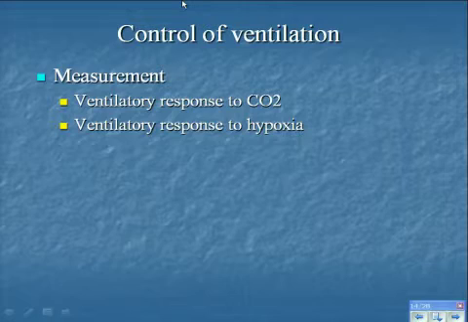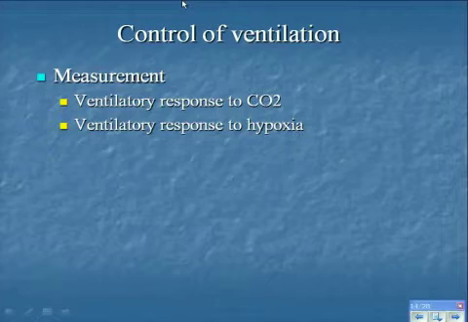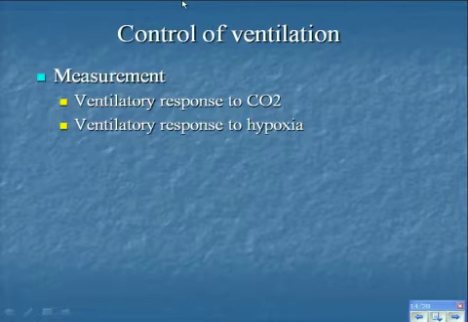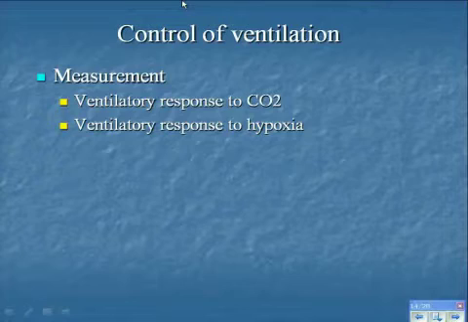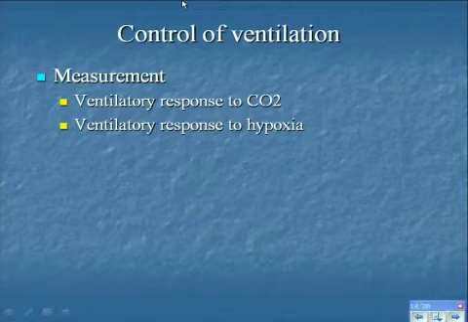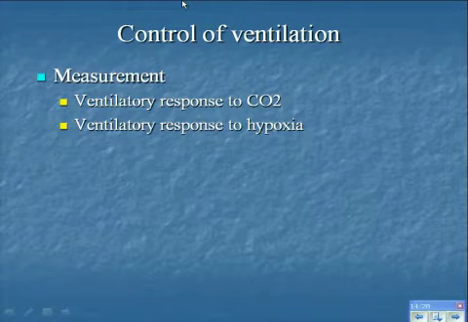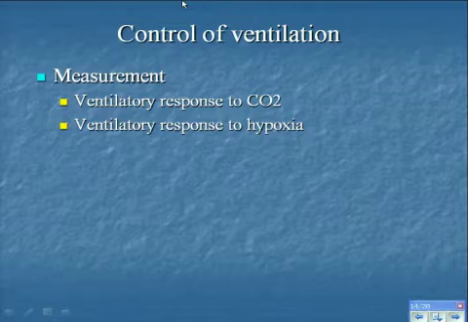Was there a ventilatory response to hypoxia? Yes, but in some people it's severely delayed. In some people it's actually almost absent. And if you give people anesthesia, forget about it. They're not going to respond to hypoxia. They're going to respond really to CO2 changes.